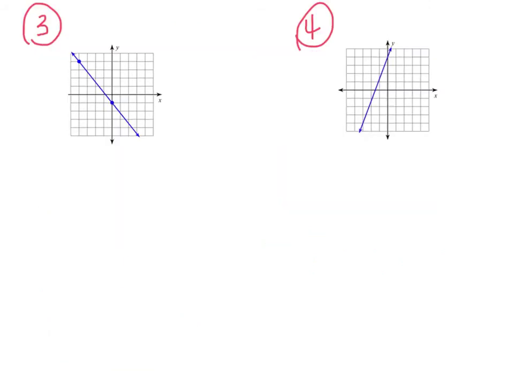Now I want you to try 3 and 4 on your own. When you're done, you can come back and we can work them out together. Or if you don't feel like you're comfortable yet, you can work them out with me. So I'm going to start with 3. Remember, it's y equals mx plus b.